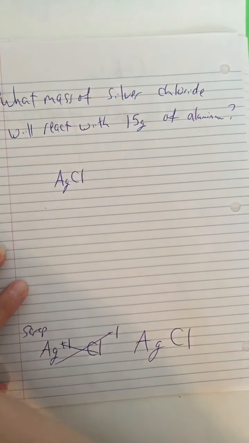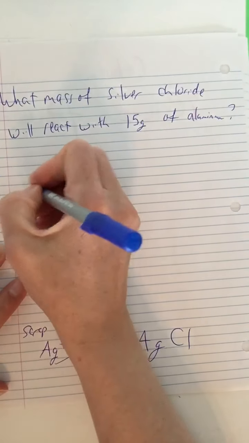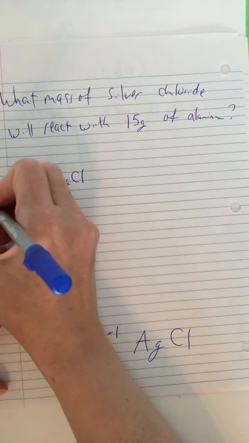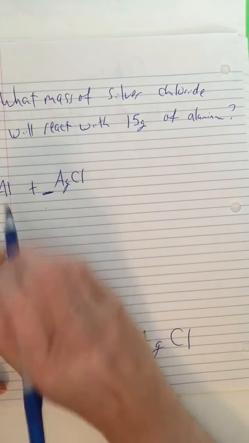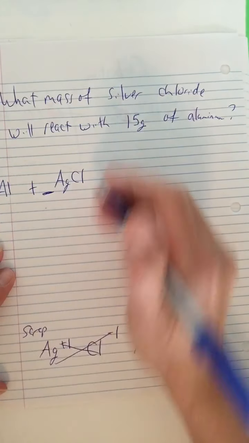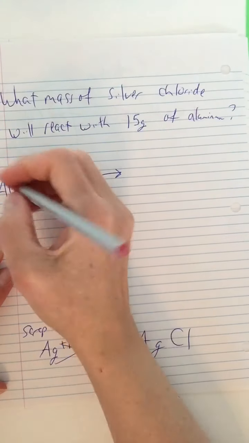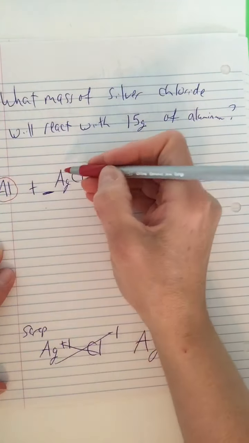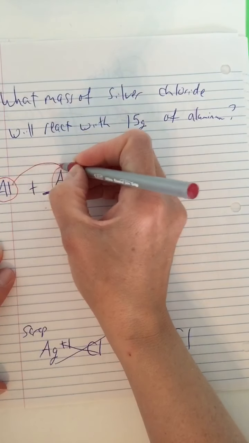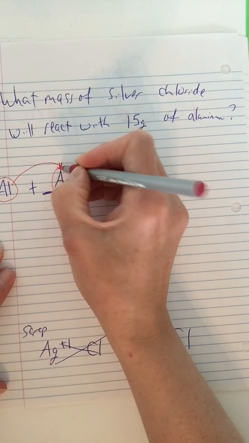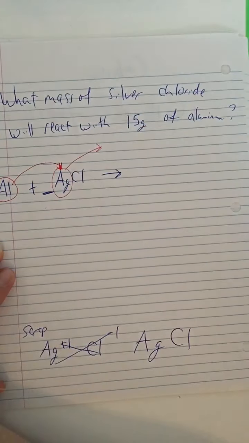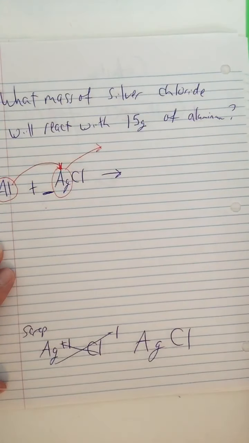So we've got aluminum. I'll go this way just to have some space. Aluminum is reacting with silver chloride. Well, I've got to predict these products. I know that aluminum is a metal. I know silver is a metal. So this guy's coming in here, and this guy's getting a boot. So this is a single replacement.